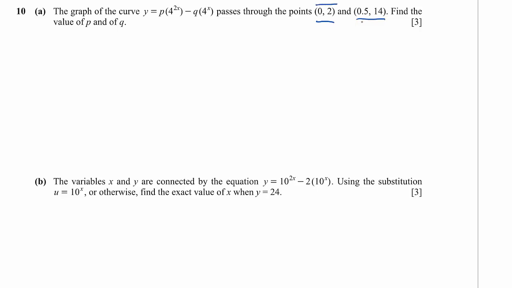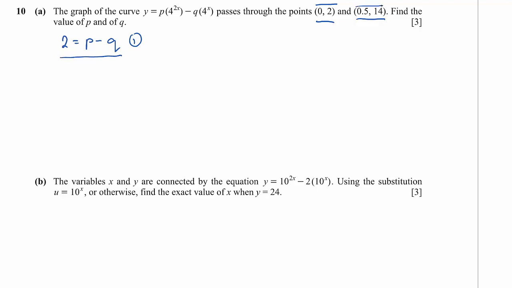So using (0, 2) first, that means that y is 2 when x is 0. We get 2 is equal to, now 4 to the 0 is just 1, so that's going to be p. Again here, 4 to the 0 is 1, so it's going to be p minus q. And I'm going to call that equation 1.